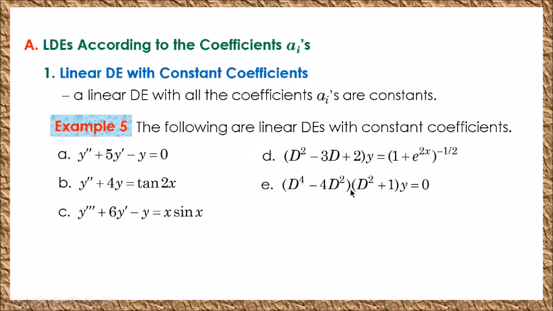1, negative 4. And for the second factor in the operator, 1. Of course, when expanded, all of the coefficients will be constants. 4, -3, -33, -70, -3. So this is also LDE with constant coefficients.